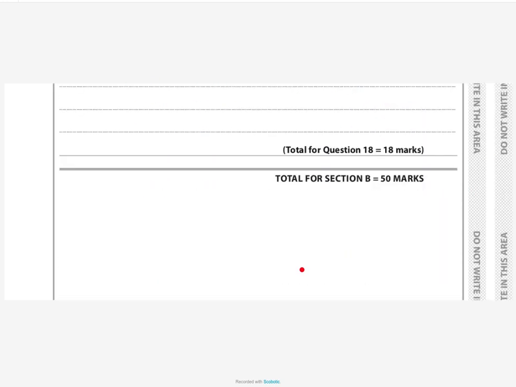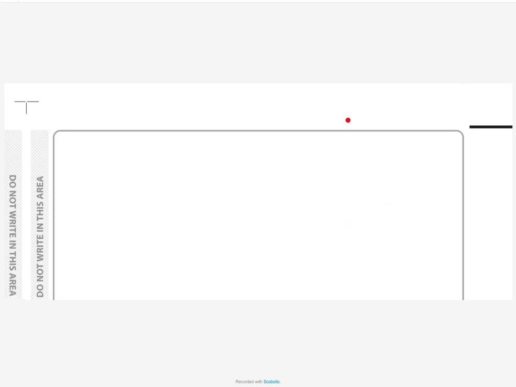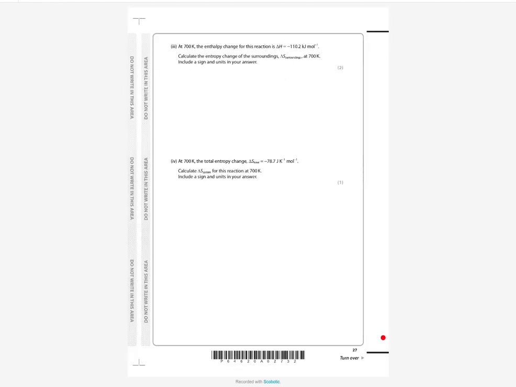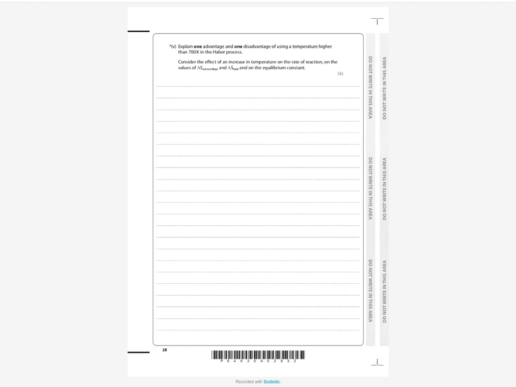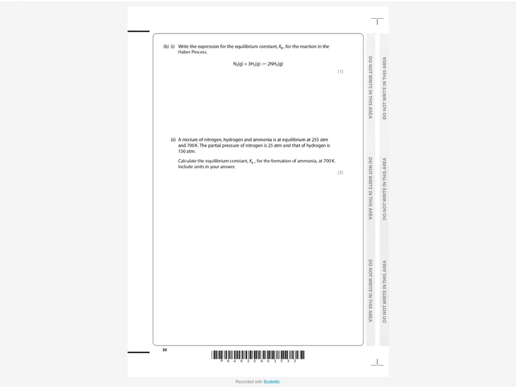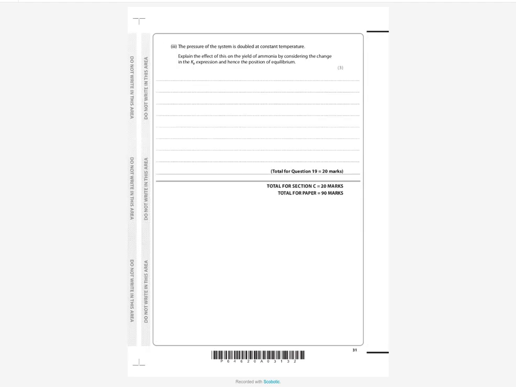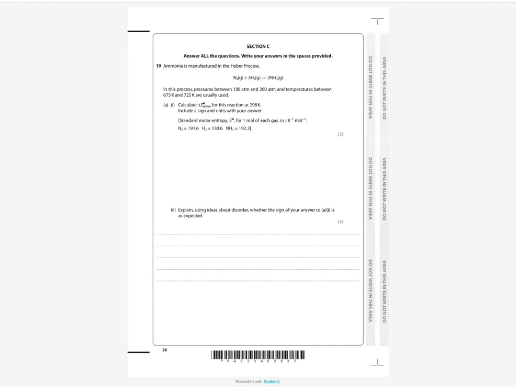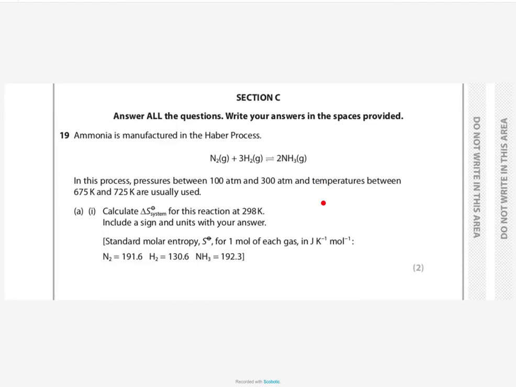So that's done. Section B is completed. Then we have section C. I think section C is usually easy, a straightforward calculation. I think this is for entropy, right? Ammonia is manufactured in the Haber process. In this process, pressure between 100 atm and 300 atm and temperature between 675 kelvin and 725 kelvin are usually used. Calculate the entropy of the system.